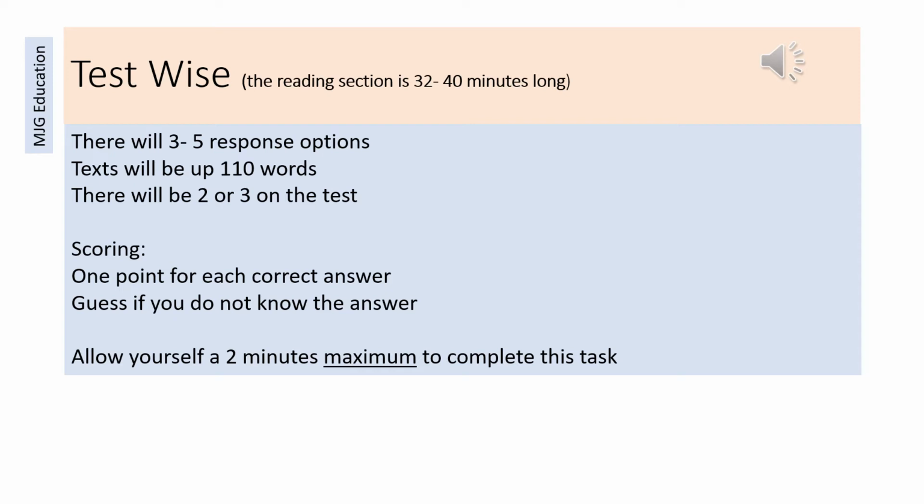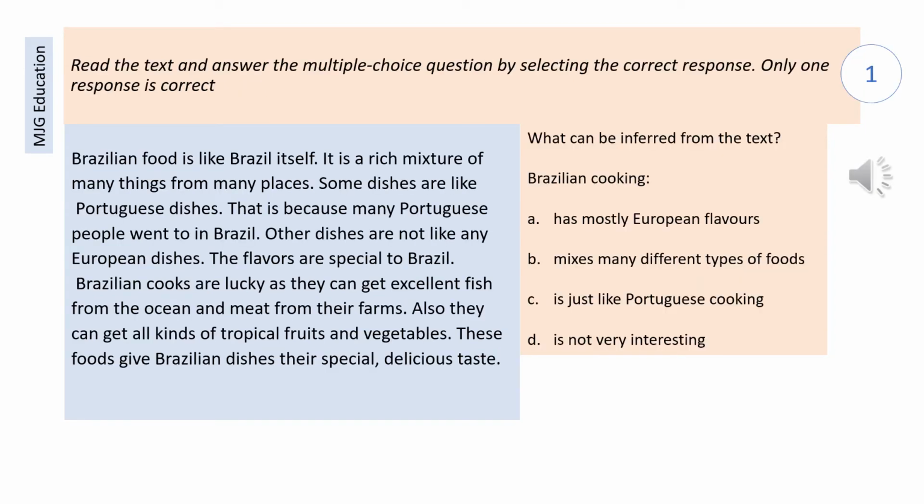Allow yourself 2 minutes maximum to complete this task. You don't want to go too long with this task because it's not worth a great deal. It's only worth 2 or 3 marks. So you should be able to get the correct answer within 2 minutes and then go on to the next task. This is example 1. You should pause your screen now. I'll give you a moment to do so, and then we'll give you the answer.